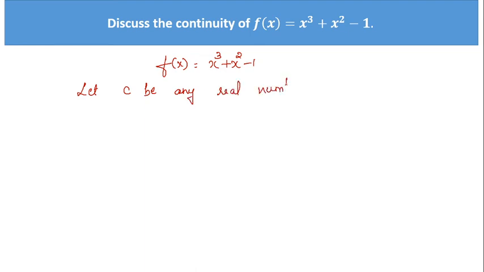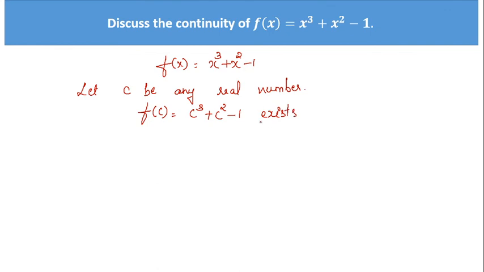Then what is f of c? f of c is c cube plus c square minus 1. Now you have to check whether f of c exists. Since c is a real number, it is a finite value. Cube of it is again finite. Square of it is again finite. So when you do this addition and subtraction, again you'll get a finite number. So if it is a finite number, then f of c exists.